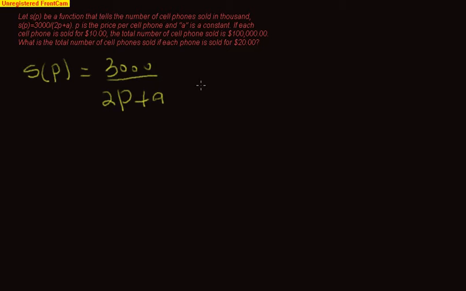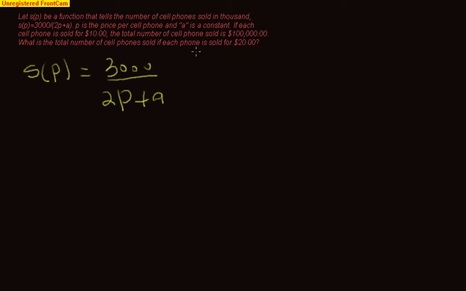If each cell phone is sold for $10, the total number of cell phones sold is 100,000. What is the total number of cell phones sold if each phone is sold for $20? So let's figure that out. First things first, we don't know what A is. A is an unknown quantity.